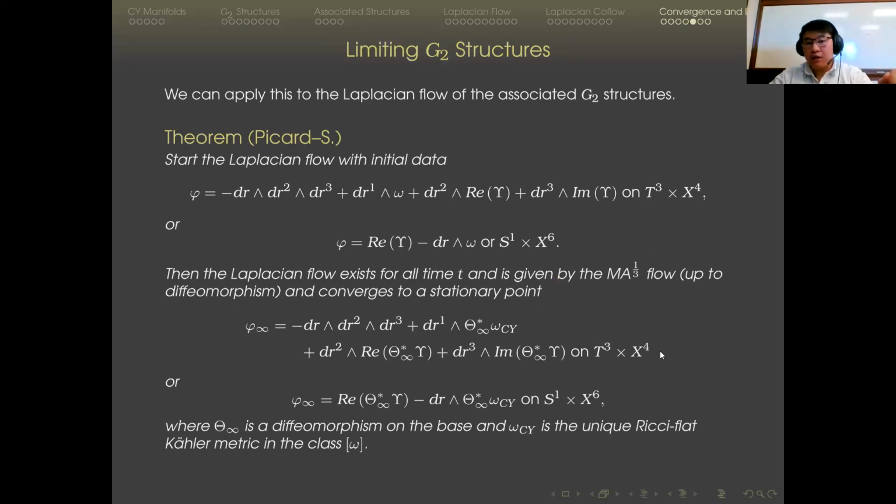So just applying everything back to the start, we can revisit what our main results were. If we start the Laplacian flow with some G2 structure associated to a Calabi-Yau manifold, and we run the Laplacian flow, it's really just running the MA 1/3 flow on the base up to some diffeomorphism. And it converges to a stationary point that we've looked at, right? The stationary point is the pullback of the Calabi-Yau metric by some limiting diffeomorphism, and it's given by the pullback of the holomorphic volume form by some limiting diffeomorphism.